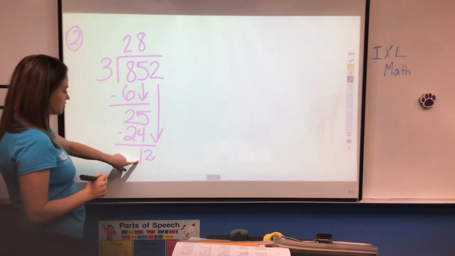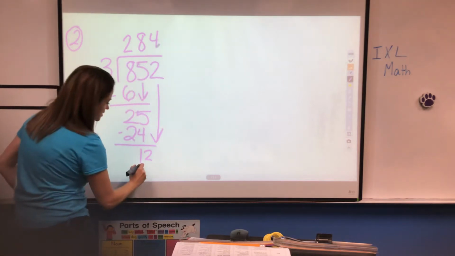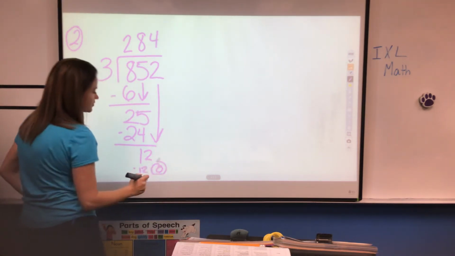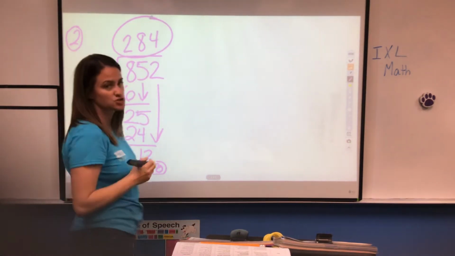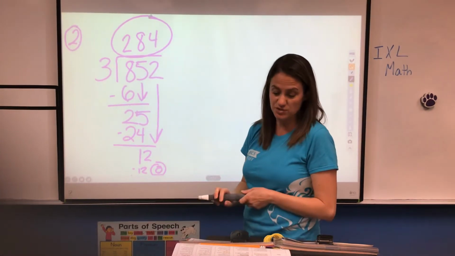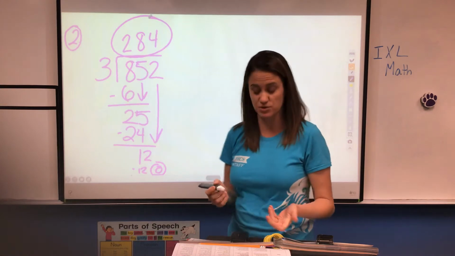How many times could 3 go into 22? It will go in 4 times. 4 times 3 is 12. And I will have 0 left over. So there's no remainder here. So your answer should be 284. This is what we were working yesterday. Today we're just going to add a new element because we're going to do 4-digit numbers.